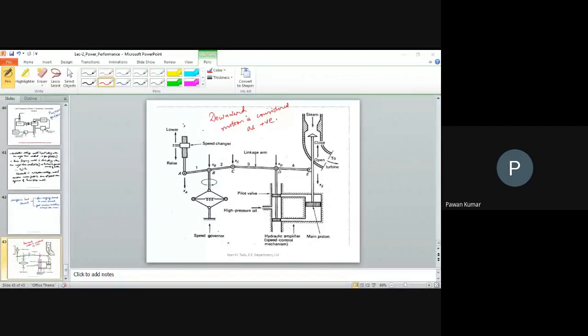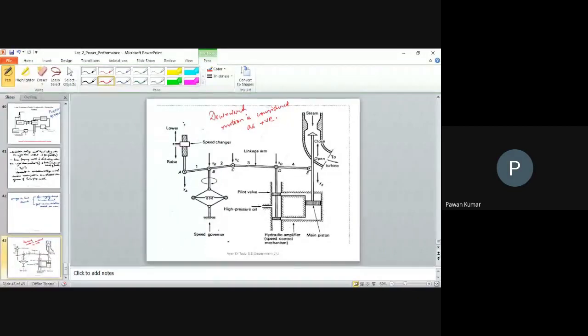Sir, can you please explain when the piston will move downward and when the point E will move upward? I'm again repeating, point A is moving downward when we have given a raise command in this speed changer position. That answers your first question. The second question is when point B will be moved. Point B would be moving when there is a change in the frequency.